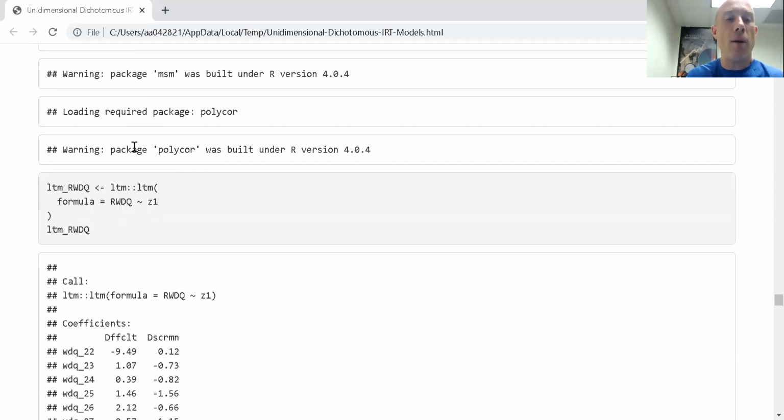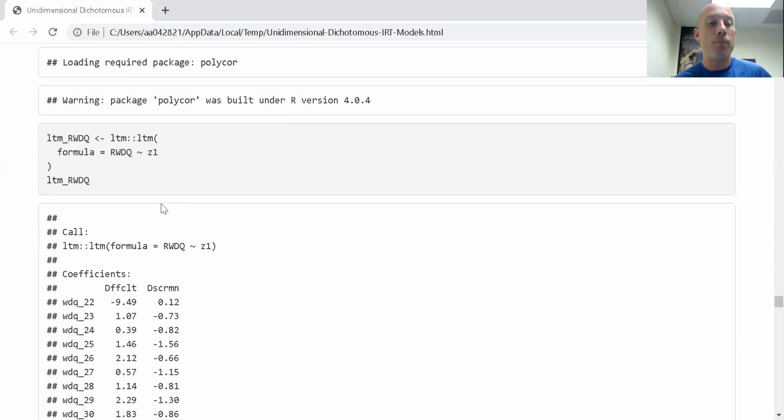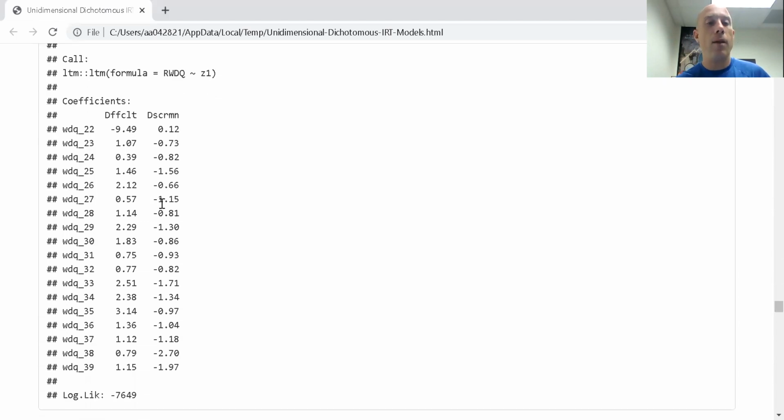Now, when I build the model, you'll notice I say that my entire data set of zeros and ones depends on a latent variable. Z1 is latent variable 1, Z2 is latent variable 2. And this function will allow us to use both of those. So I could have Z1 plus Z2, or I could have Z1 with an interaction with Z2. Either way. And here we get our difficulty and our discrimination parameters. So this is slope and this is intercept in terms of the link function of logistic regression.